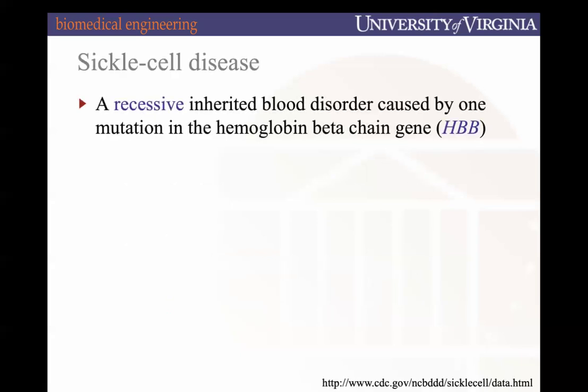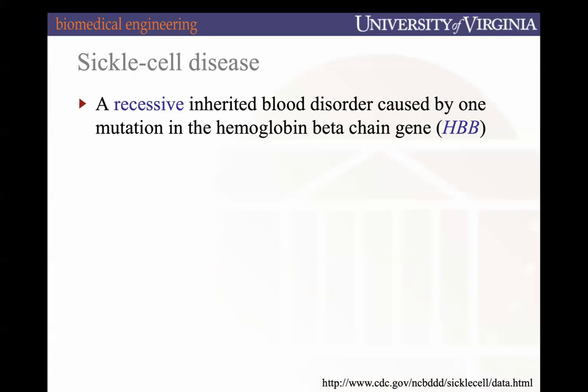So sickle cell disease is a recessive inherited blood disorder. Recessive means that you need both copies of this mutated version of the gene. There are always two copies of every gene that we have, and so you might hear of both recessive and dominant. In the case of a recessive disease, that means you need both copies, both alleles. You'll hear alleles from time to time. That just means the copies, both alleles of this disease mutation.